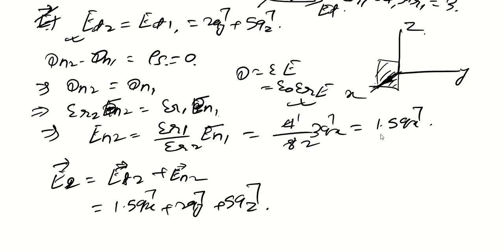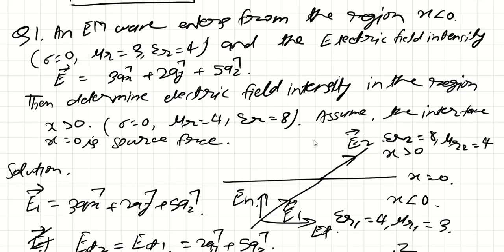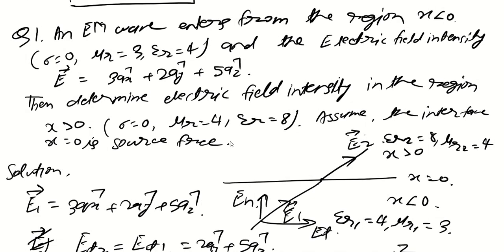So let me summarize the things that I have done, because this takes just a minute to solve this question. This seems to be a very big question, but it takes not more than a minute to solve this. So you have to just understand what is the interface of the surface, the medium which is being separated. So E1 is given as 3ax plus 2ay plus 5az. Now medium 1 properties are given, epsilon r1 and mu r1. Similarly E2 we have to find out.